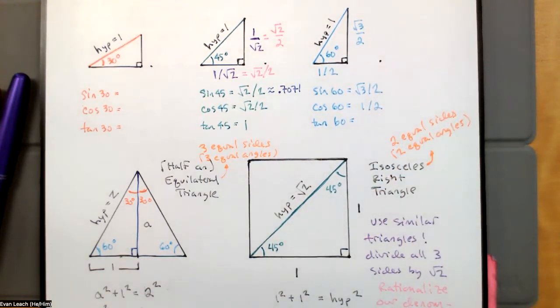Tangent of 60 is opposite over adjacent. Root 3 over 2 divided by 1 over 2. We can cancel out the over 2. So root 3 halves divided by 1/2. Cancel out the halves, and we just get root 3.